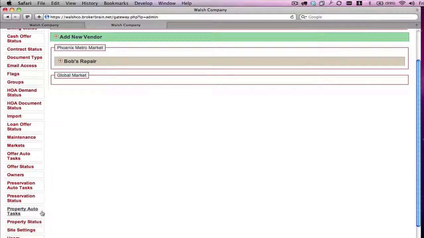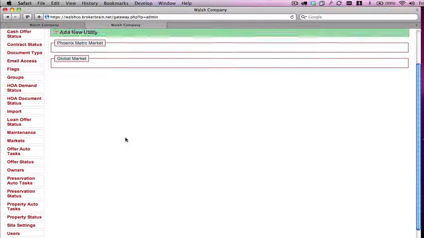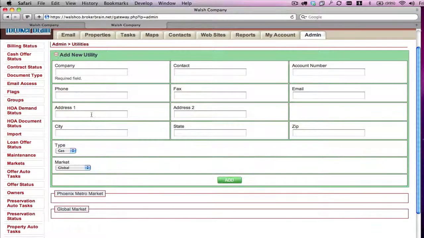It is the same in terms of how it works with the utilities. When I go to add a new utility, because I'm a super user, I can designate whether it's going to be a global utility or assigned to the Phoenix Metro market.